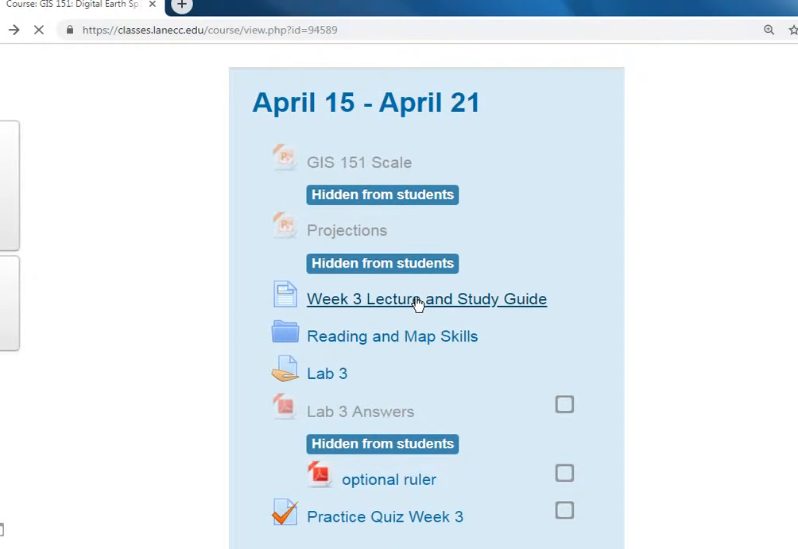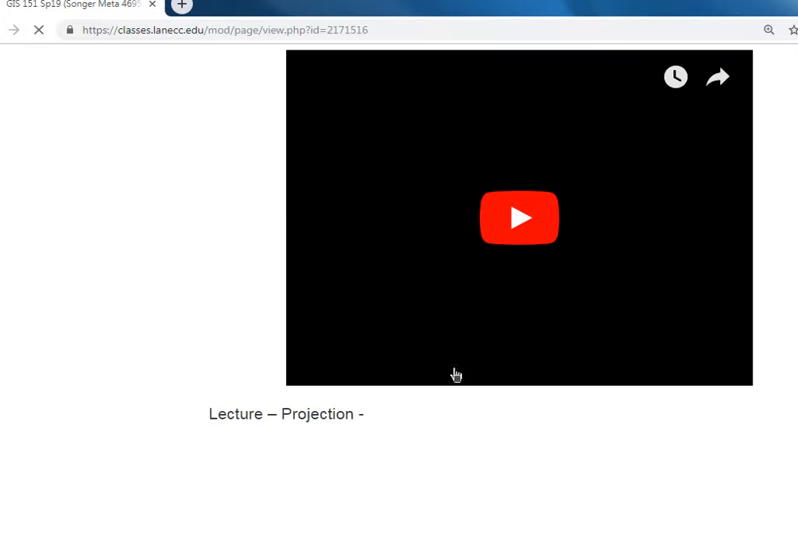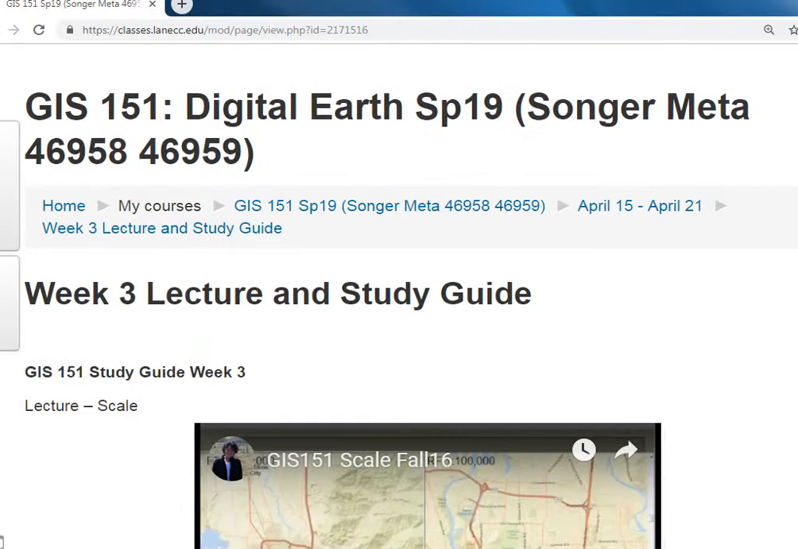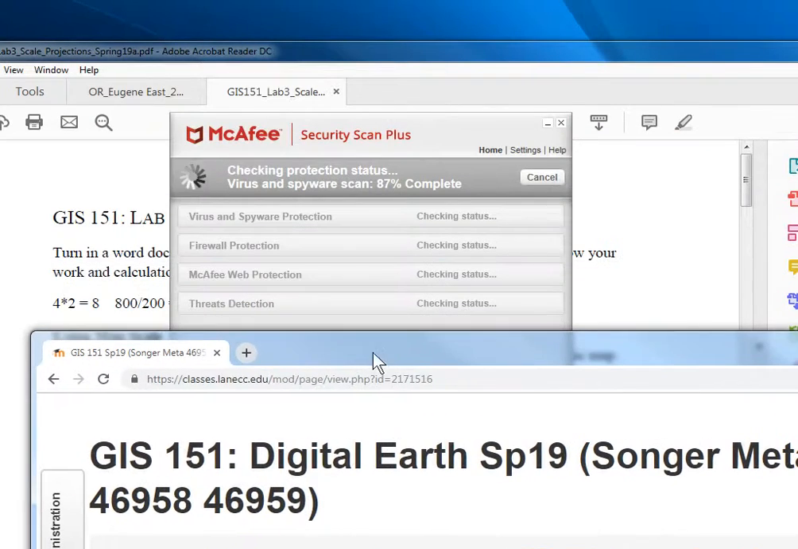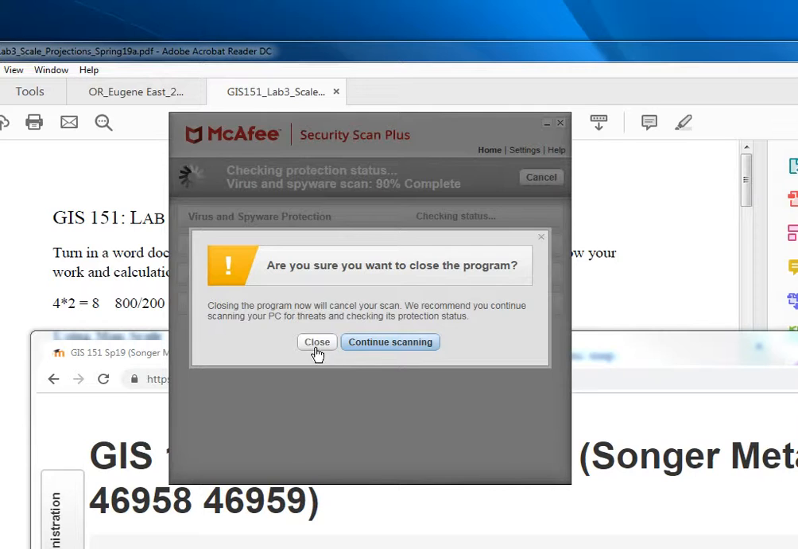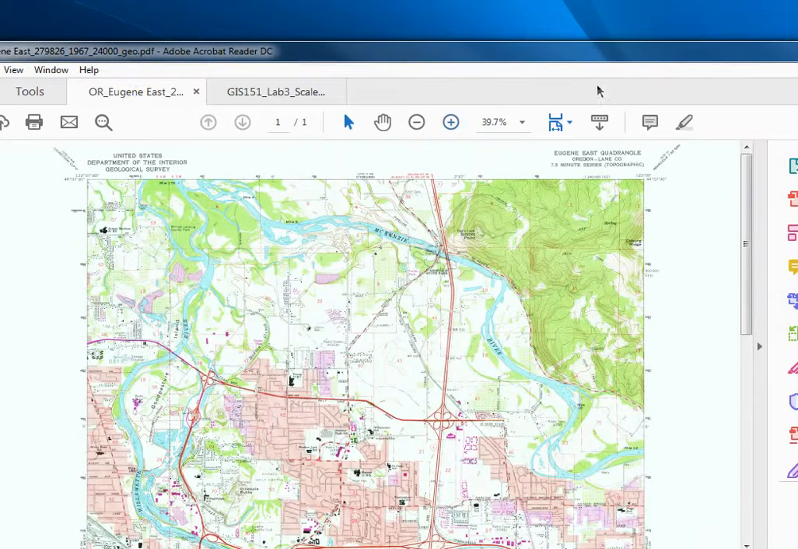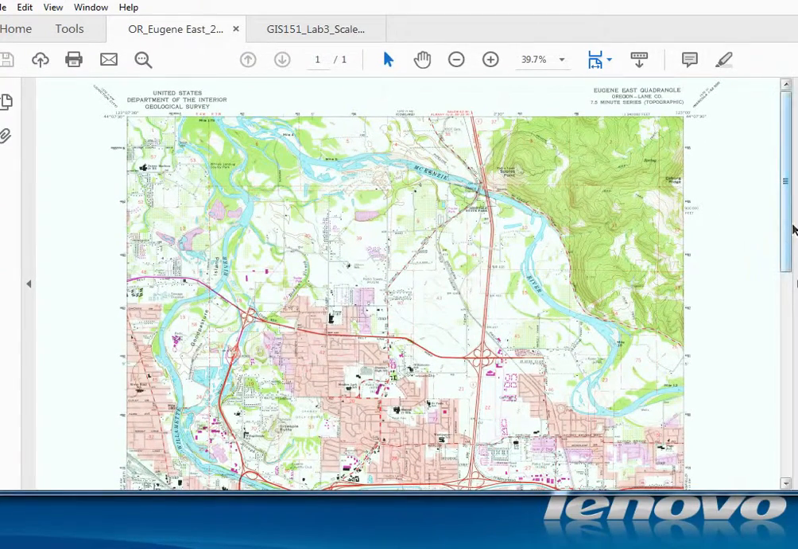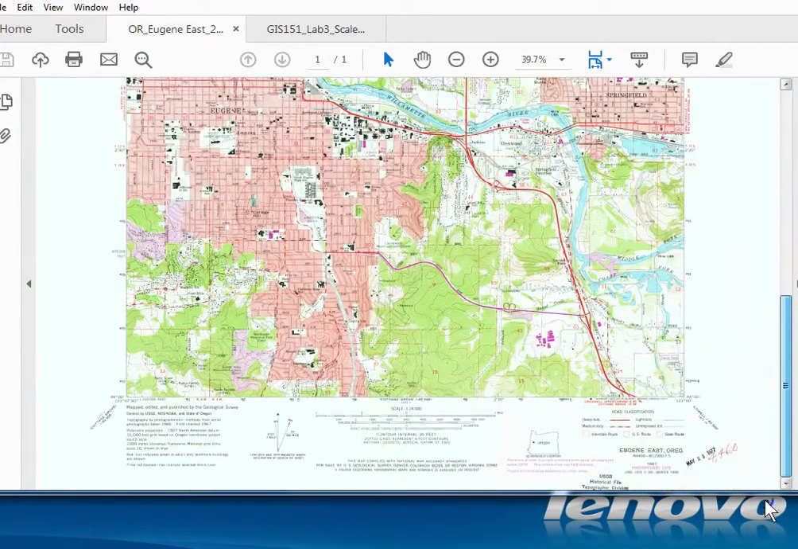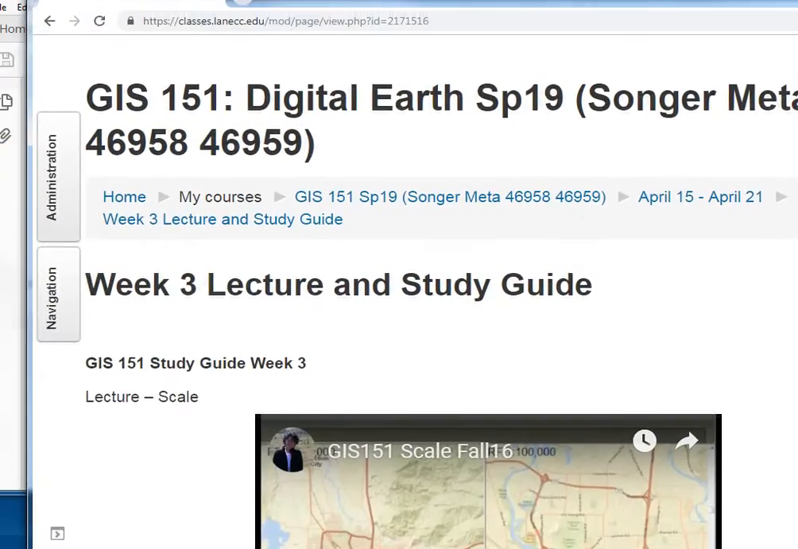In the study guide, you can review the lecture on scale, and you can take notes as you go over that. But I'm going to go over a couple things that seem to be causing people some difficulty. One is you should have picked up your copy of the Eugene East topographic map. You will need that this week and next week, or you can download it. It's a little trickier to download. That should be your copy. They're in the social science office just waiting for you with your name on it.